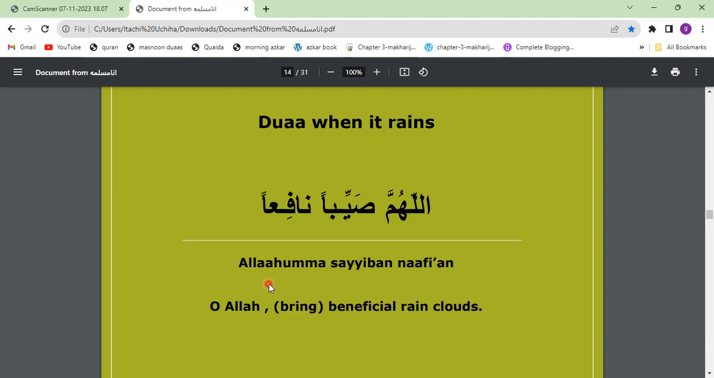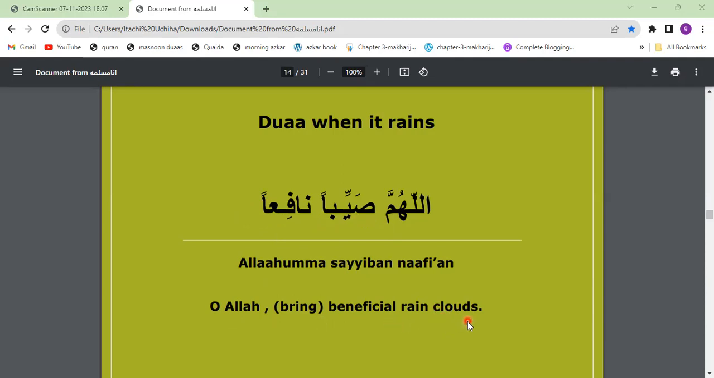Let's say it. Allahumma, Allahumma, sayyiban, sayyiban nafi'an. Nafi'an. Yeah, so Ain is having the double zabar, but just because we have to end over here, we are going to change it into single zabar. Allahumma, Allahumma, sayyiban nafi'an. Yeah, this means, oh Allah, bring beneficial rain clouds to us.